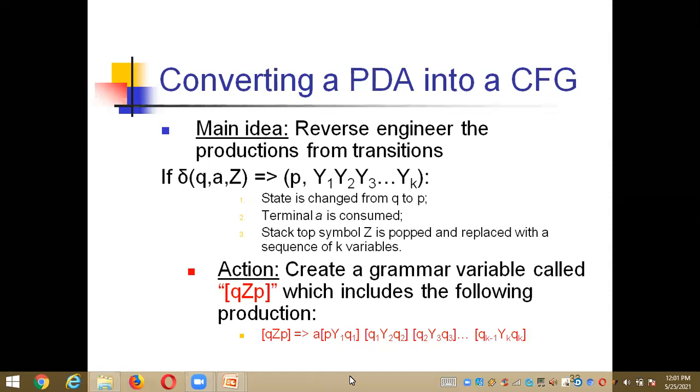And today's concept is about converting a PDA into a CFG. In the last class, I explained how to convert a context-free grammar into a PDA. And in this class, I'm going to explain how to convert a PDA into a context-free grammar. What is the difference between these two? First, if your input is in the form of a context-free grammar, then how to convert it into a PDA, or else if the input is in the form of a PDA, then how to convert it into a CFG.